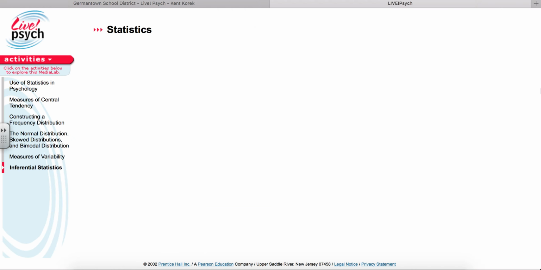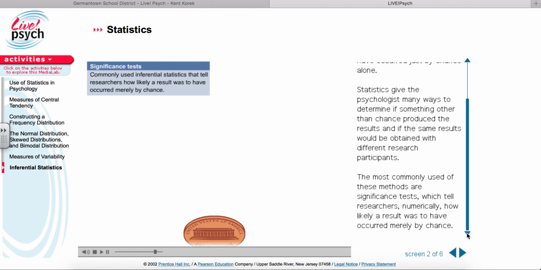In analyzing the results of their studies, psychologists must take into account the fact that their results may have occurred just by chance alone. Statistics give the psychologist many ways to determine if something other than chance produced the results, and if the same results would be obtained with different research participants. The most commonly used of these methods are significance tests, which tell researchers numerically how likely a result was to have occurred merely by chance.